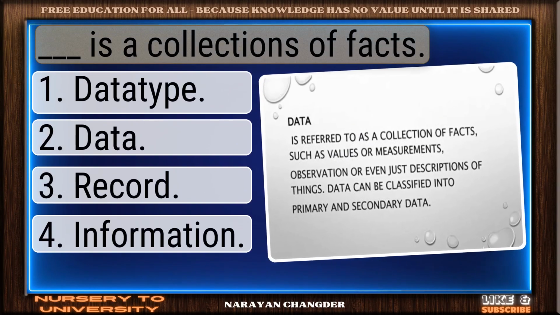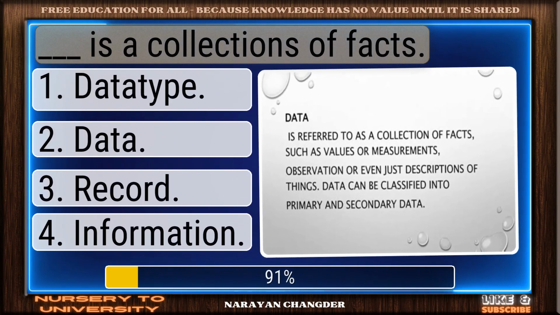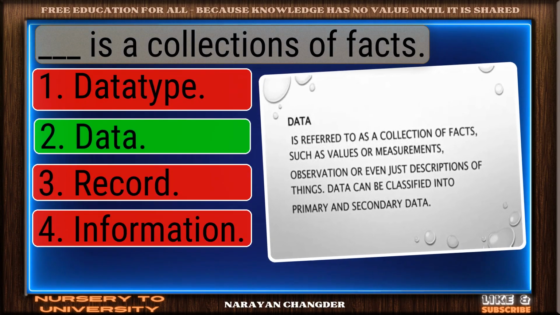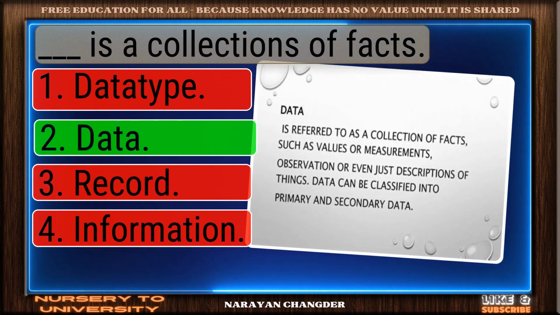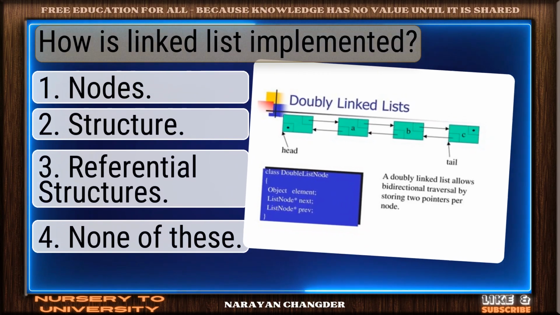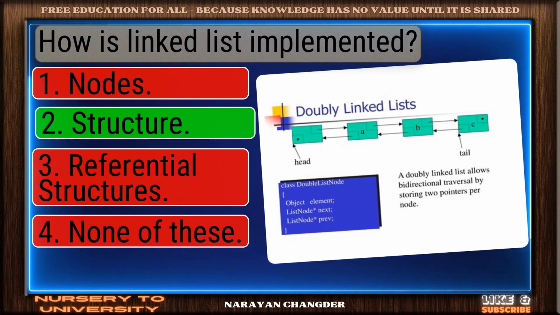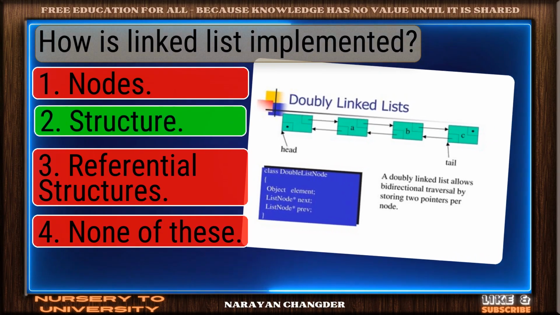Question number 31. Dash is a collection of facts. Nice selection. Data is the correct and valid answer. Question number 32. How is linked list implemented? Right again. Structure is a valid answer.